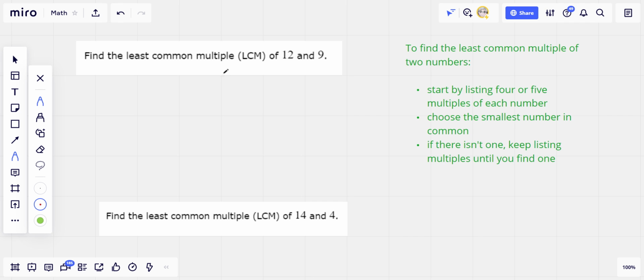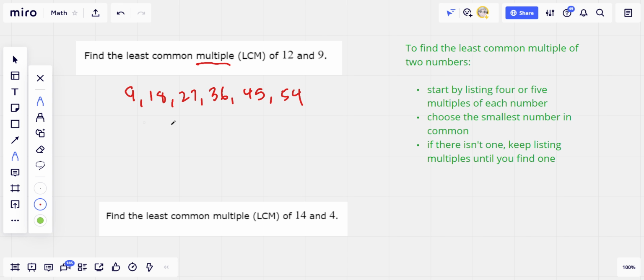So how do you find the least common multiple? Well, the multiples of a number are all those numbers that you get when you multiply it by whole numbers. So the multiples of 9 are 9 times 1, which is 9, and 9 times 2, which is 18, and 9 times 3, which is 27, and 9 times 4, which is 36, and 9 times 5 is 45, and 9 times 6 is 54, and I'm going to stop there because often we'll find it pretty quickly.